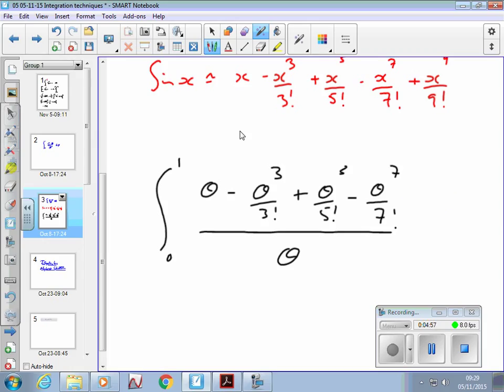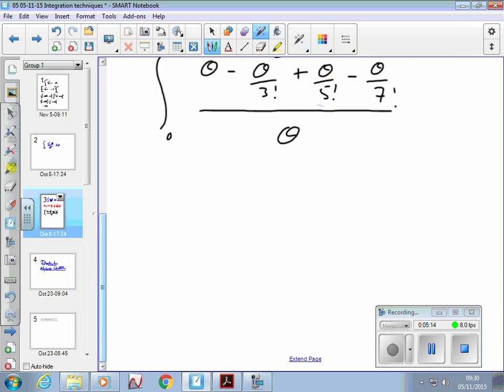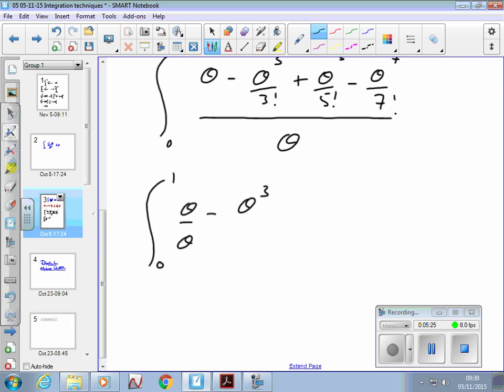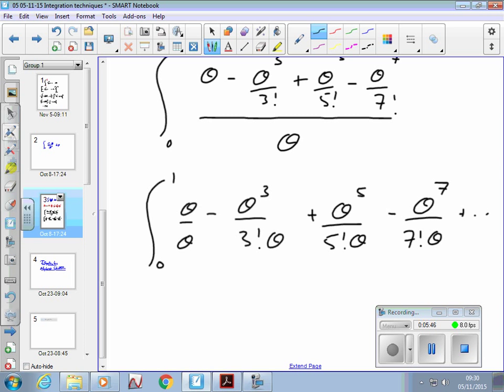Now we can actually simplify this. If I've got a fraction with one number underneath the denominator and a whole series of numbers on top in the numerator, what can I do with that fraction? Split it, exactly right. I can write, this is the same as theta over theta minus theta cubed over 3 factorial times theta. The theta goes underneath with the 3 factorial plus theta to the 5 over 5 factorial times theta minus theta to the 7 over 7 factorial times theta. And we could add more terms if we wanted to.